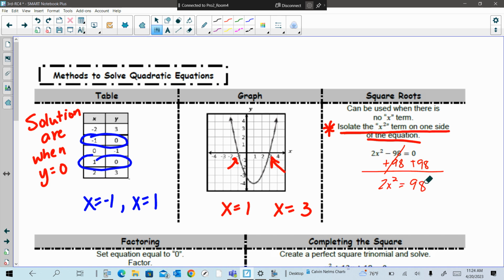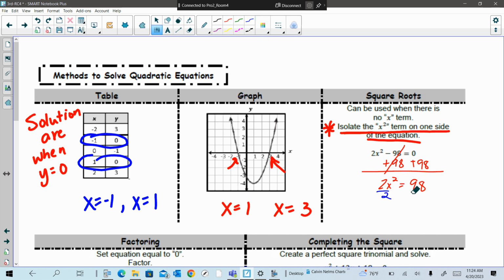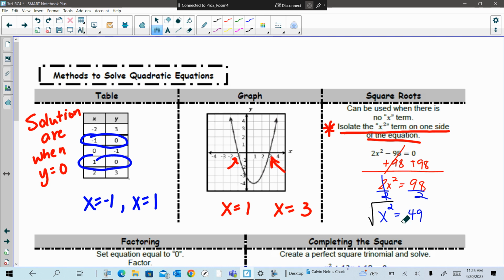Now let's solve for the x squared. What do you think our next step should be? Yep, divide by 2. Okay, so we divide by 2. x squared equals 49. Now what are we going to need to do? Take the square root. Okay, so our answer is, no, plus or minus 7, because -7 squared is also 49. Plus or minus 7.